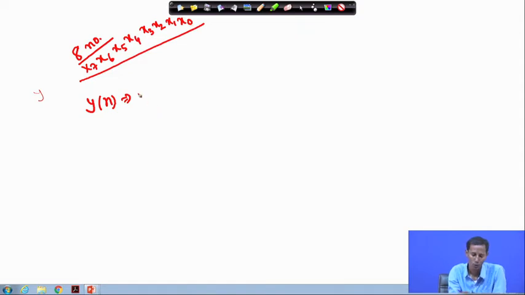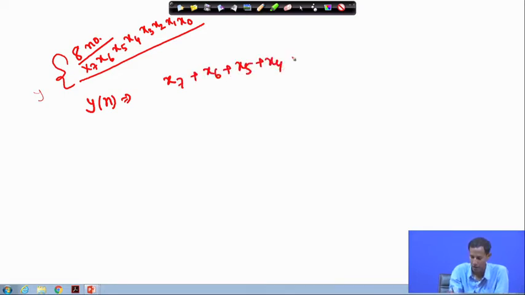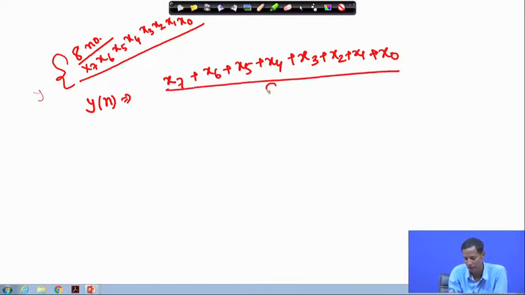Okay. So, if I need to do the average of these 8 numbers, how will it be? That will be x7 plus x6 plus x5 plus x4 plus x3 plus x2 plus x1 plus x0, divided by 8.